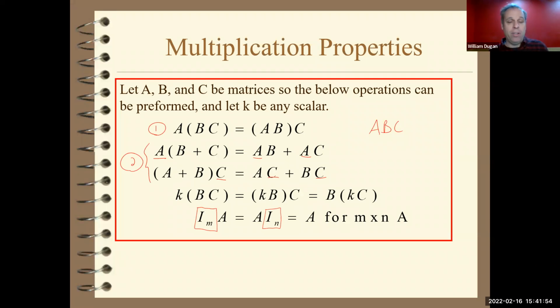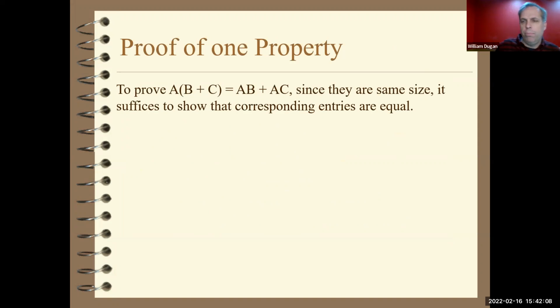All these properties here are pretty important, but I'm going to prove only one of them. I'll just prove this guy right here. So let's go ahead and do that. It doesn't take too long. Let's prove that for any matrices A, B, and C, provided that A times (B plus C) is defined, then it always equals A times B plus A times C.